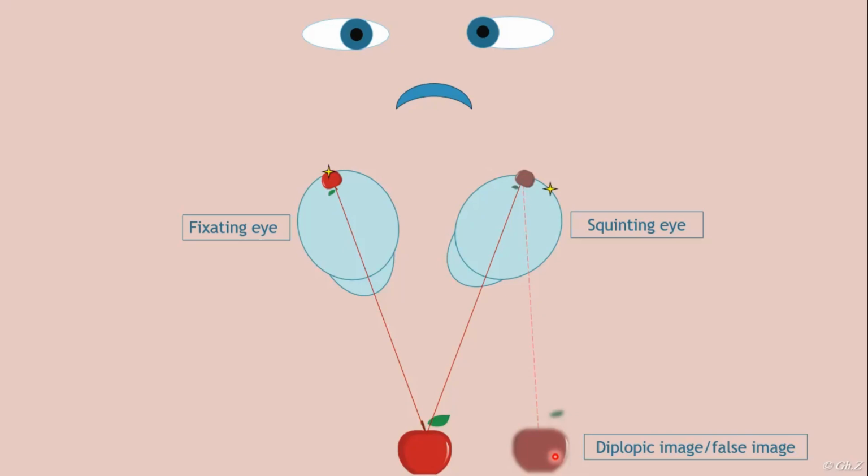Sometimes you will find a lot of definitions regarding diplopia. We can also describe diplopia as one object perceived as two objects or two images at different locations, because we have one in the center and one on the other side. This could be another definition for diplopia.